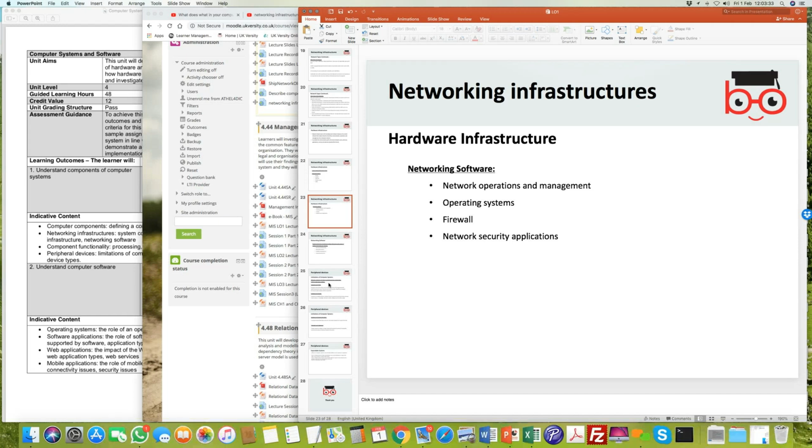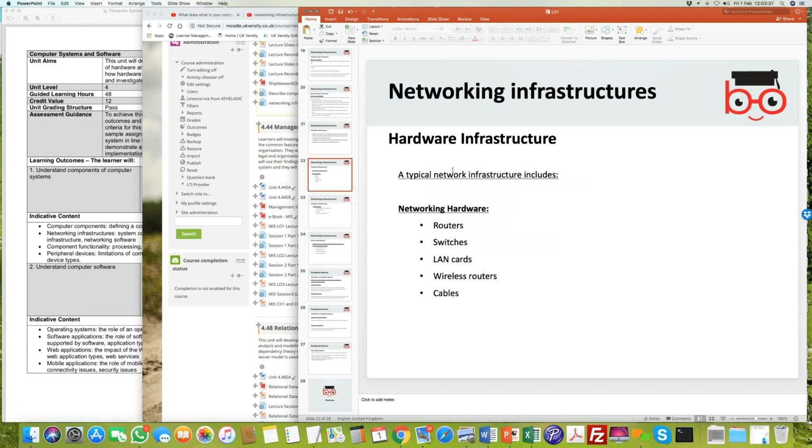And that includes a combination of hardware and software. So when we talk about hardware, for example, in order to put together a network, you need things like routers, switches, LAN cards, wireless routers, or cables. So when we talk about cables, you have cables which are Cat5 type, and Cat6 type.